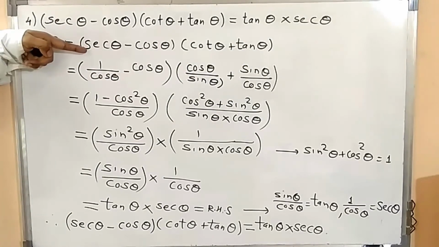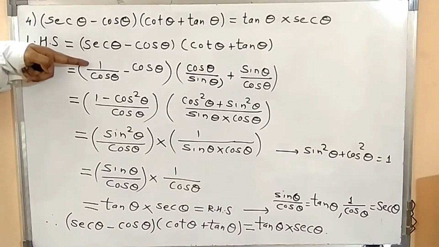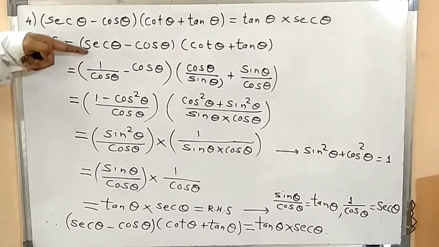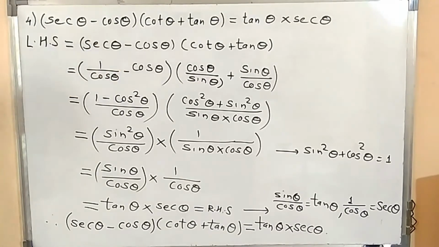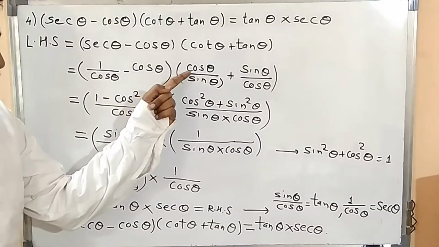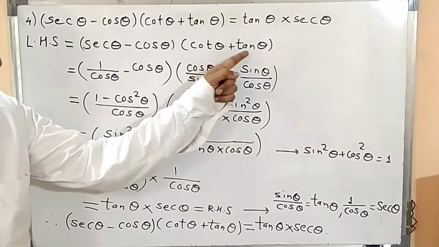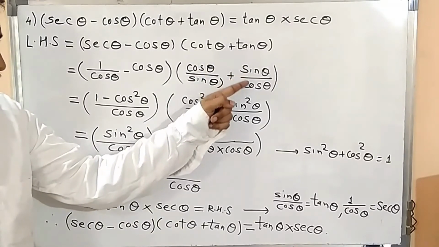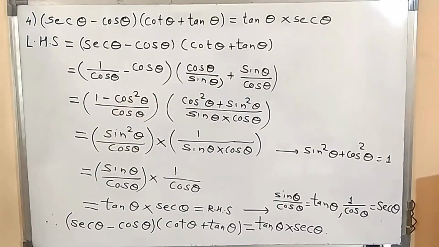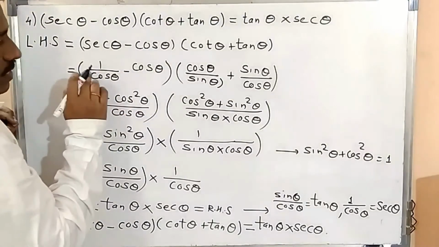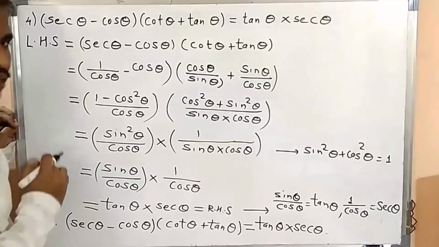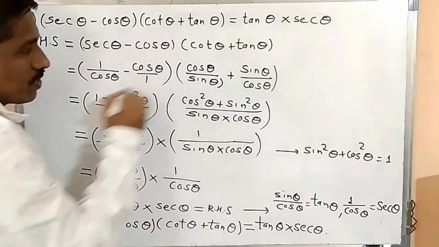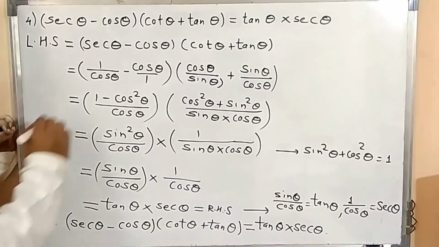So I will substitute, since I know that sec theta is 1 upon cos theta. So this will become 1 upon cos theta minus cos theta. This cot theta, I will write it as cos theta upon sin theta, plus this tan theta, I will write as sin theta upon cos theta. So to add this, consider this as a fraction 1 upon cos theta. Here denominator is not there. I will consider this denominator as 1.